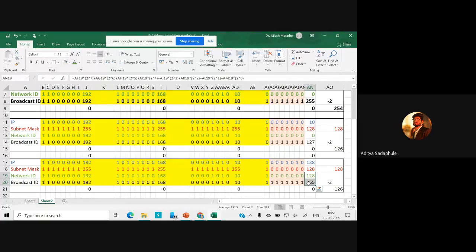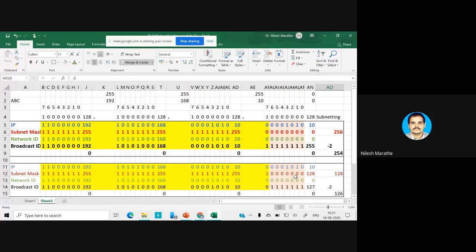Got the point? Is it clear? So how many equal portions are required? 2 only. So 1 bit is sufficient. 1 bit shifting of host to network is sufficient. Yes or no? Yes, sir. Now let's suppose I want to divide it into 4 departments of equal size.